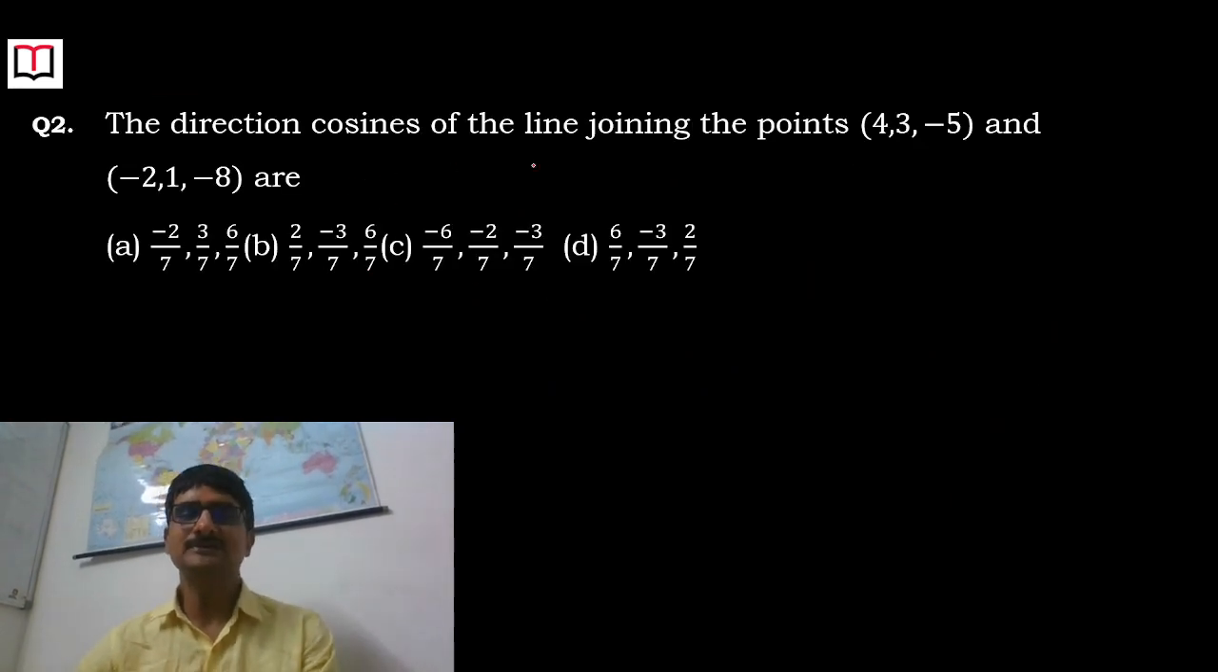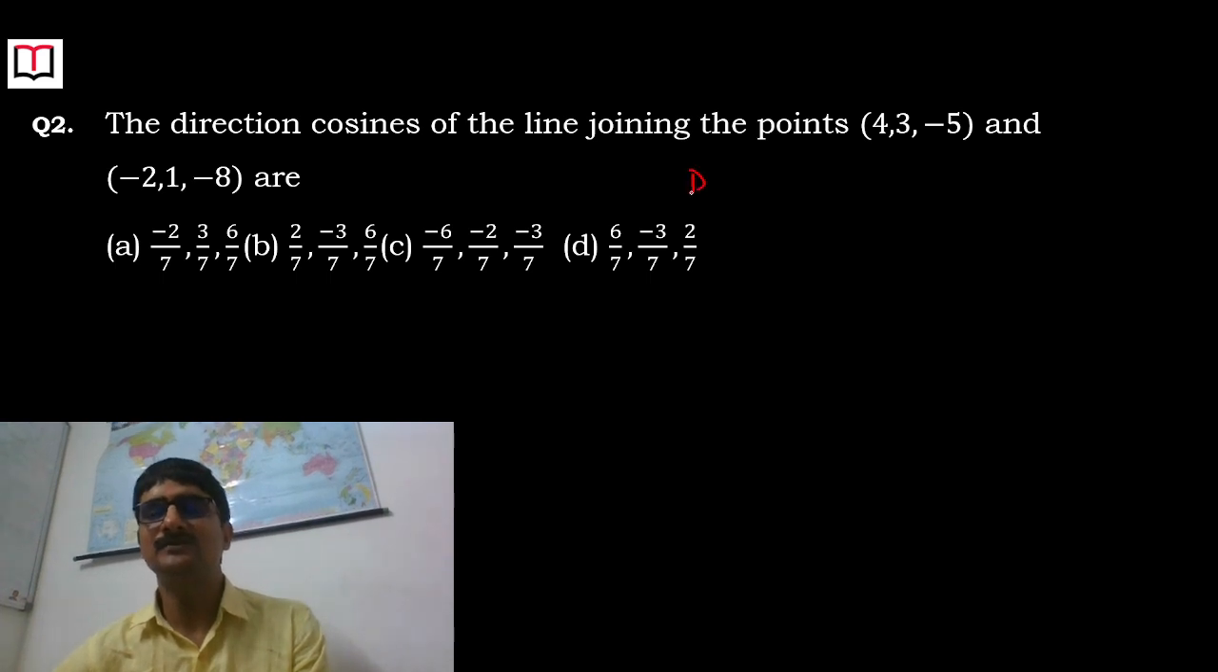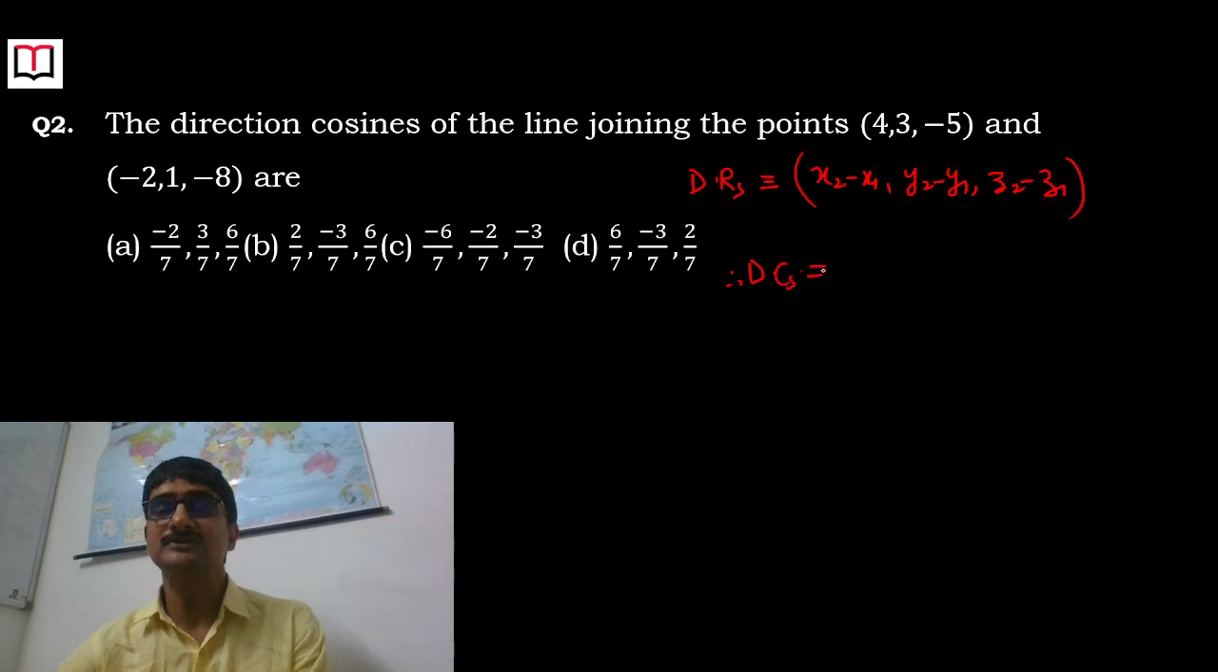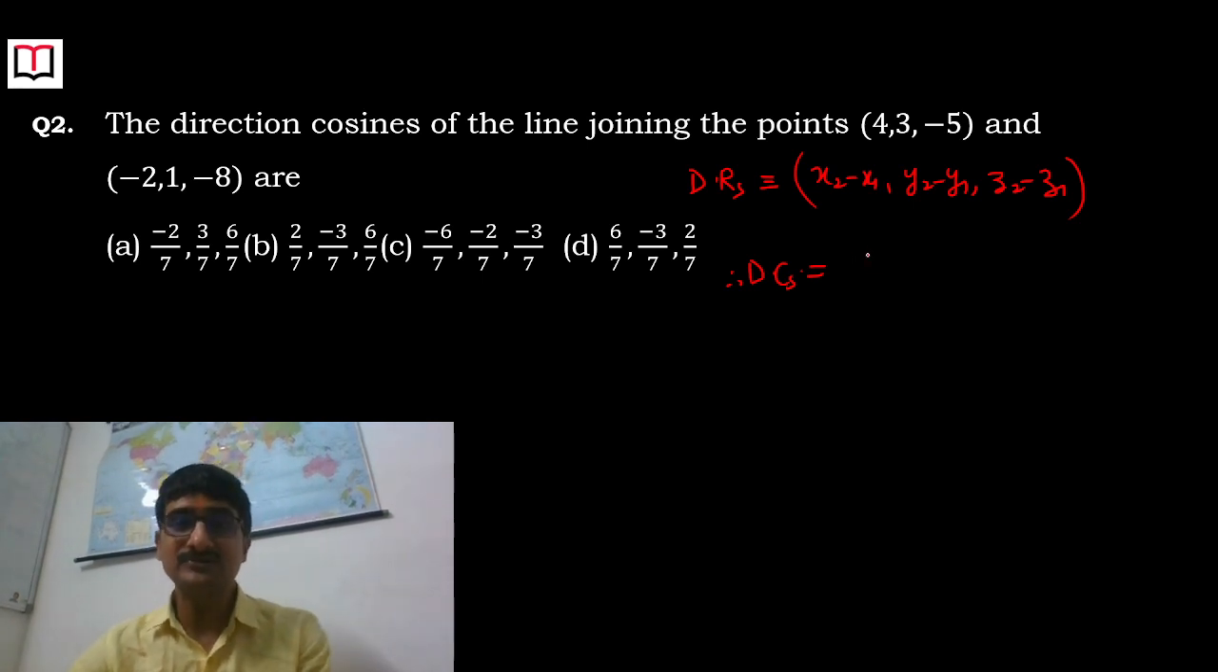Moving to the next one, the direction cosines of the line segment joining two points. We know if we are given 2 points, then the DRs are x2 minus x1, y2 minus y1, z2 minus z1. So the DCs are obtained when you divide the DRs by under root of a square plus b square plus c square.